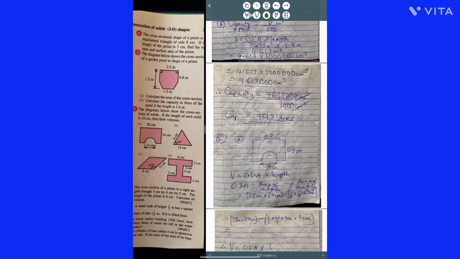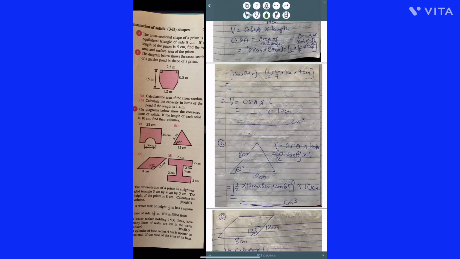So the area of the rectangle is length times breadth, 24 times 28. The area of the semicircle is half the area of a circle. That's half times pi r squared. What does that give me? Length times breadth minus half pi r squared. That gives me my cross-sectional area here. After subtraction, I'll get my final answer, multiply that final answer by 10 to get my answer in centimeters cubed. That's the volume of the solid in 6a.